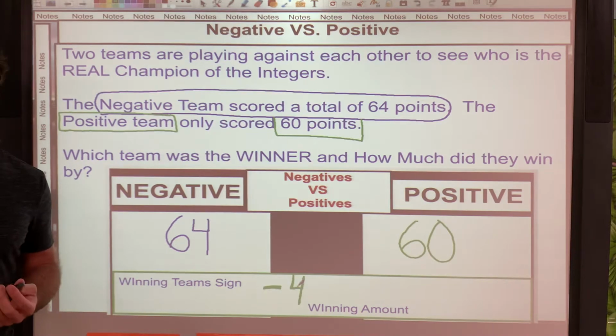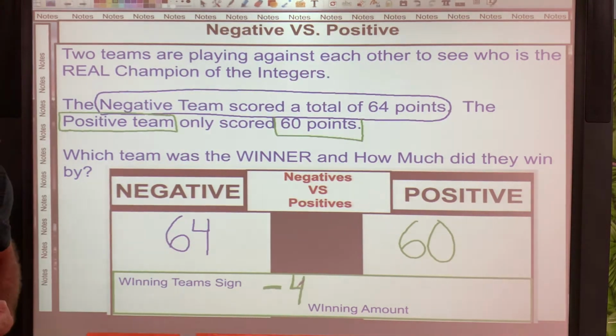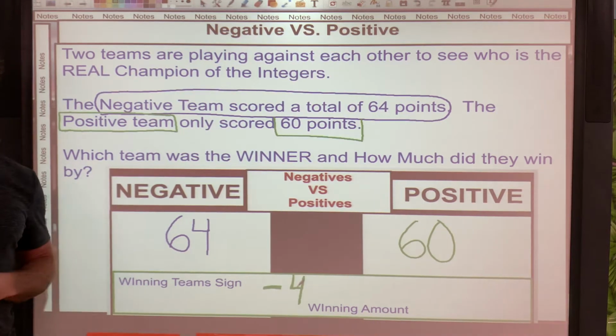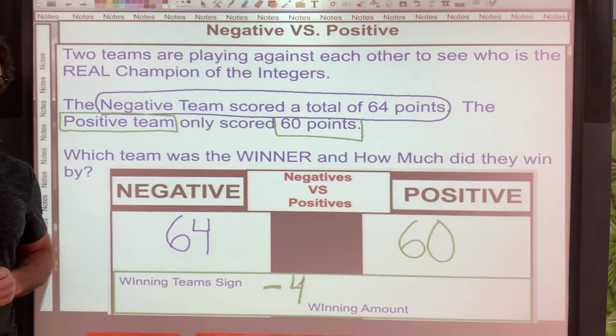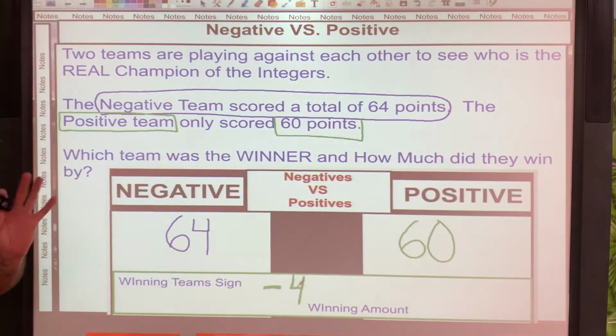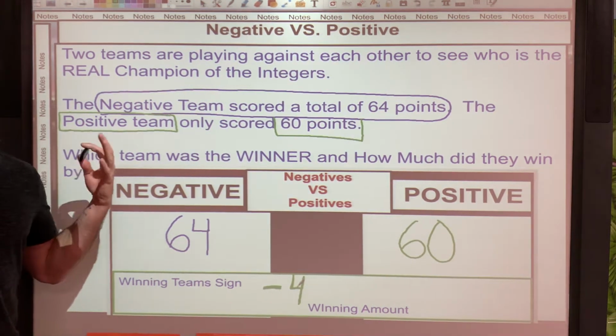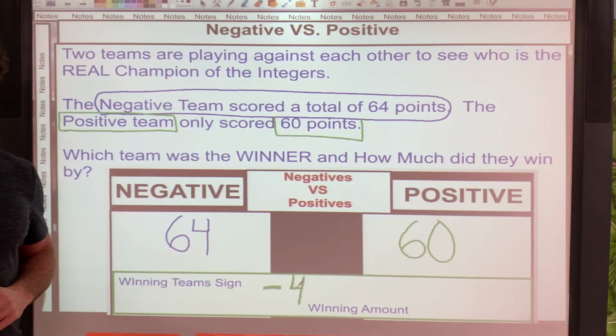Now, I'm sure you're wondering, why is Mr. Matt so excited about a negative team versus a positive team in a made-up sporting event? Here's why. It's going to take one of the more complicated math concepts that we will cover this year, and it's going to connect it to things that we already know.